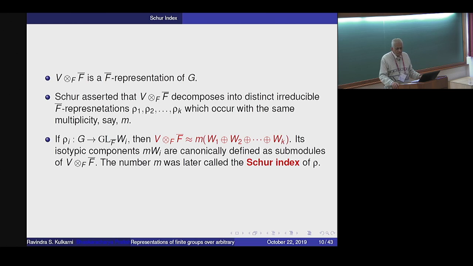Then Schur was interested in what happens when you tensor the representation by the algebraic closure. So Schur asserted that this tensored representation decomposes into distinct irreducible F-bar representations, rho 1, rho 2, up to rho k, which occur with the same multiplicity m. And that m was later called the Schur index. So this is a very concrete realization of how the Schur index arose.